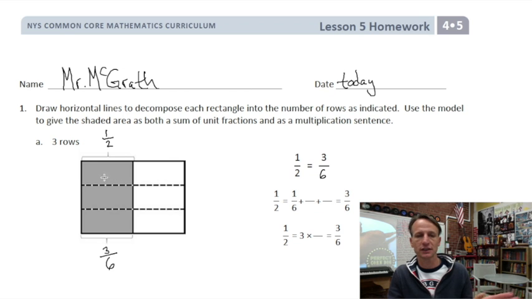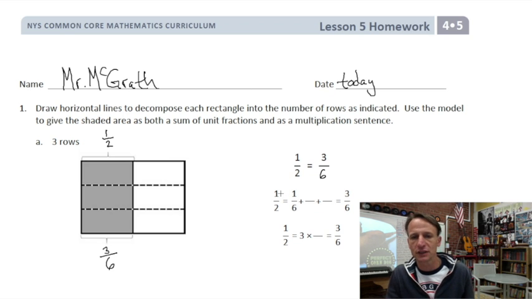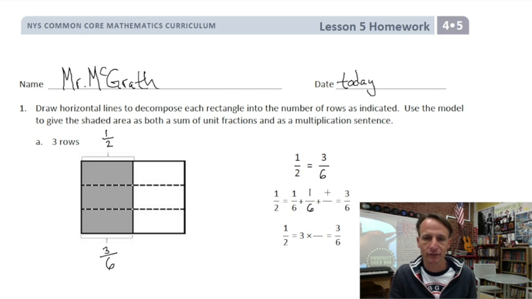All we did was cut the cake 2 more times to make 3 rows of cake, and same amount of cake. They're equivalent fractions. So 1/2 equals 1/6, right there, there's 1/6, plus 1/6, yeah, we did this yesterday, plus 1/6, which is a total of 3/6.